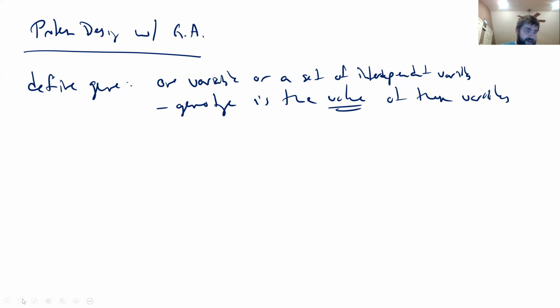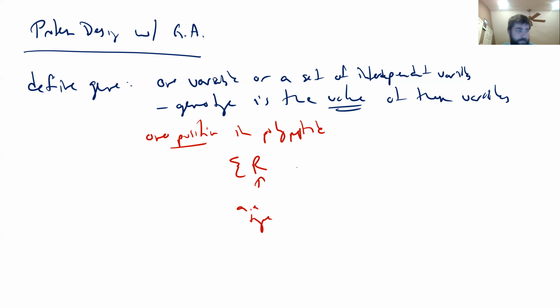So in the context of protein design, perhaps a good possibility may be the gene may be one position in the polypeptide, and it might be described as an amino acid type, and the side chain conformation of that amino acid.